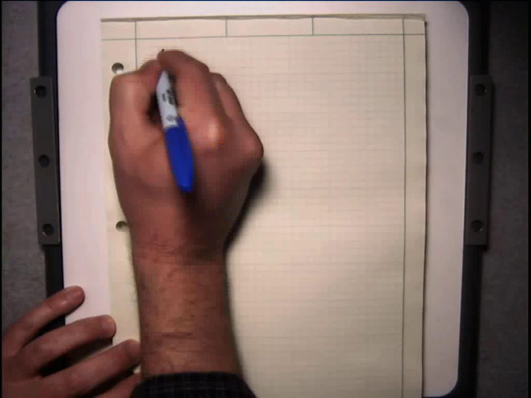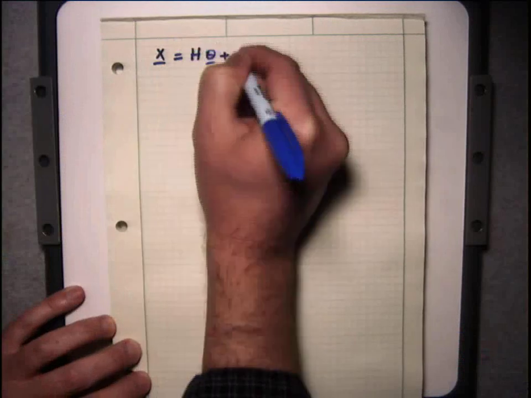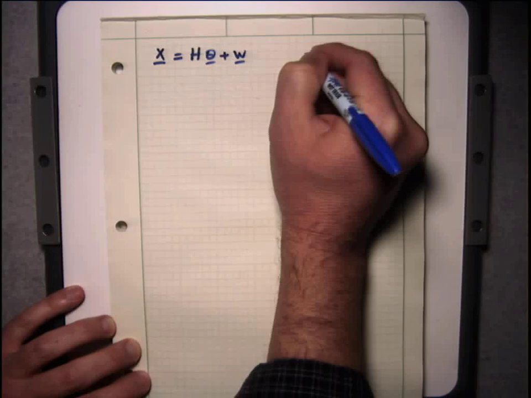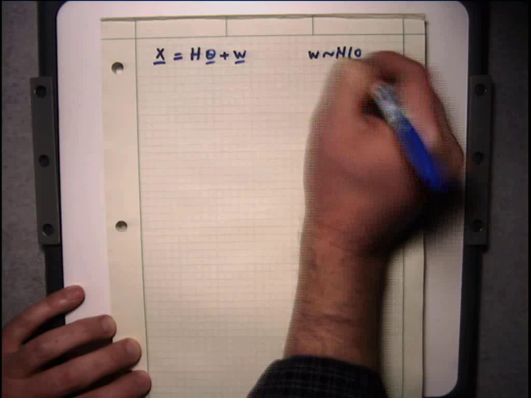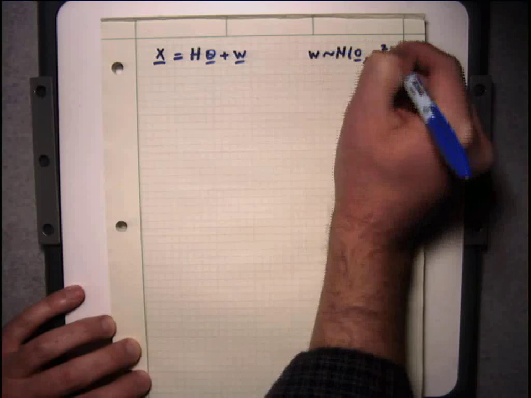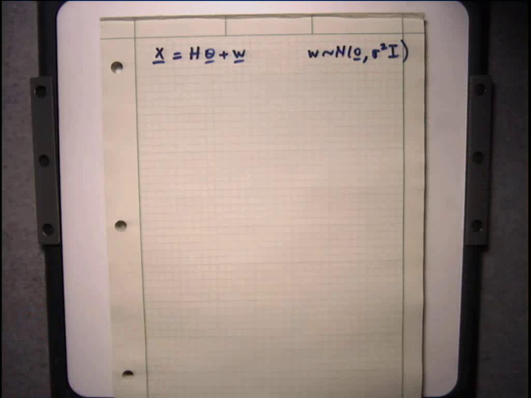So let's take this general formulation again, H theta plus w. And let's consider the case where W is Gaussian with zero mean and covariance sigma squared times identity. So what that means is that each element of W is uncorrelated and Gaussian.